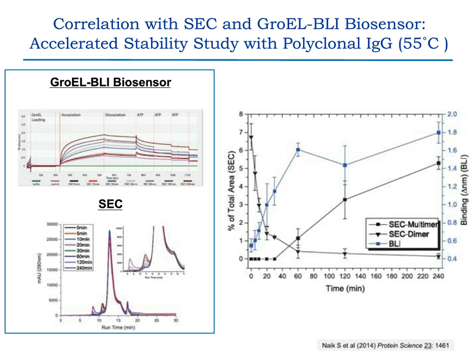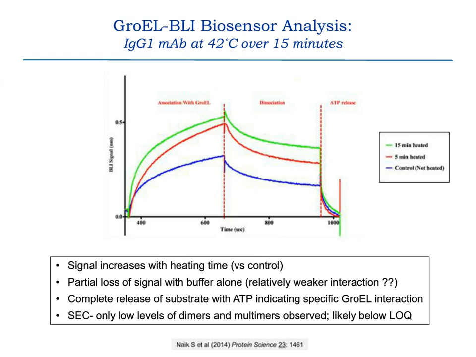As another example, we also looked at a monoclonal antibody over short periods of time, and we could see here that there was a signal increase versus our control, so heating this antibody led to the highest signal. In this case, we also saw that just adding buffer led to a decrease, which told us that there might be a weaker interaction between the monoclonal and GroEL compared to what we saw before.